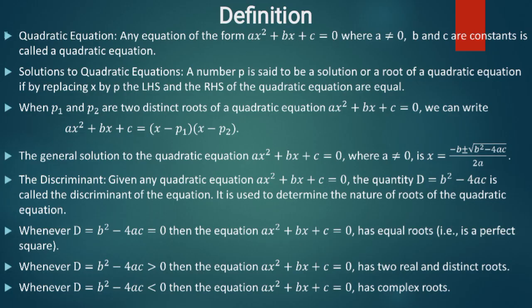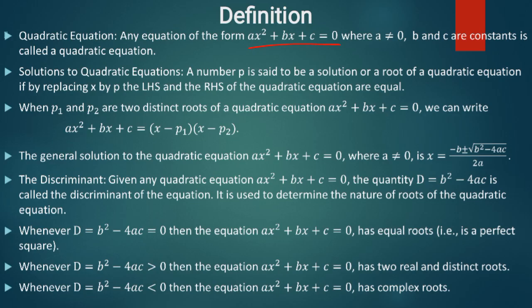We'll start with definitions, all the things you need to know in order to cover this entire chapter, and thereafter we consider several examples. Okay, first we have what we call the quadratic equation. Any equation of this form is called a quadratic equation with a not equal to 0, and b and c are constants.